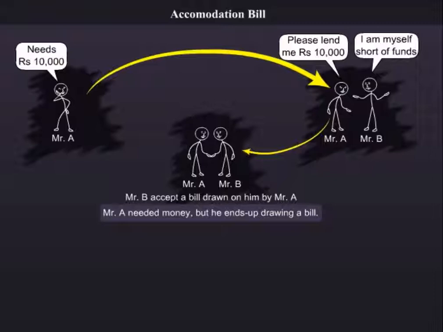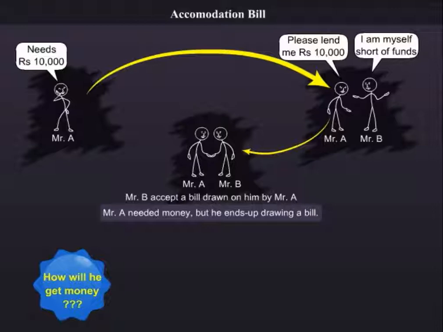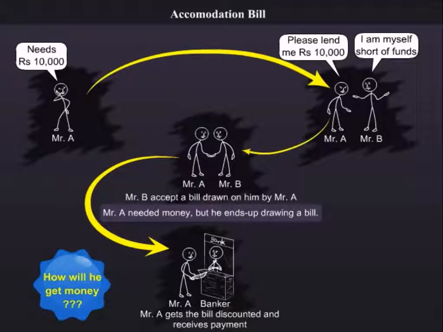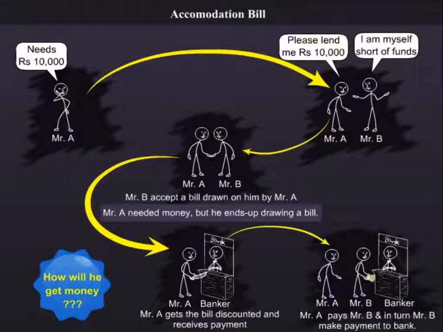Mr. A needed money, but he ends up drawing a bill. Now, will he get money? Well, we already learnt that a holder of a bill can get the bill discounted with the bank. So here also the same thing happens. Mr. A gets the bill discounted with the bank and uses the amount so received. Now, on the due date, Mr. A will remit the amount to Mr. B, and in turn, Mr. B will meet the acceptance by making payment to the bank. So you see, in this case, the purposes of both Mr. B and Mr. A get fulfilled.